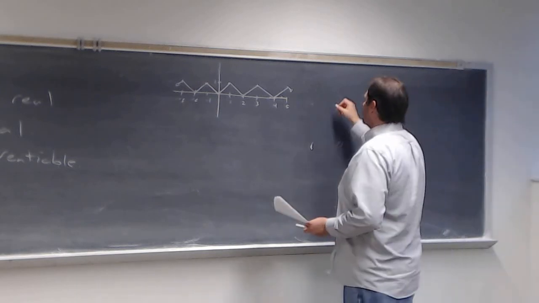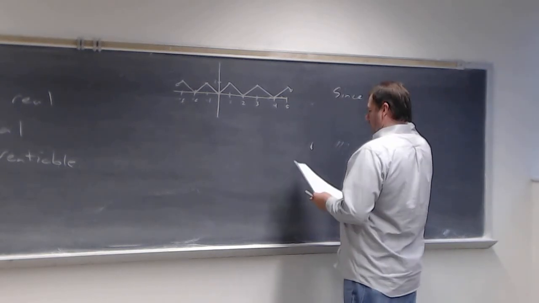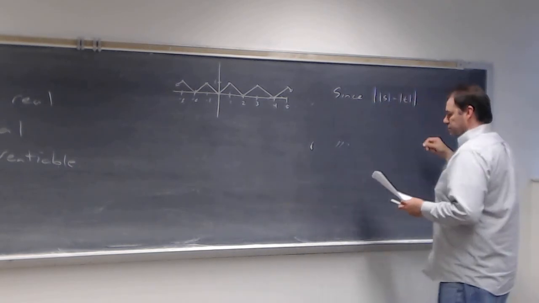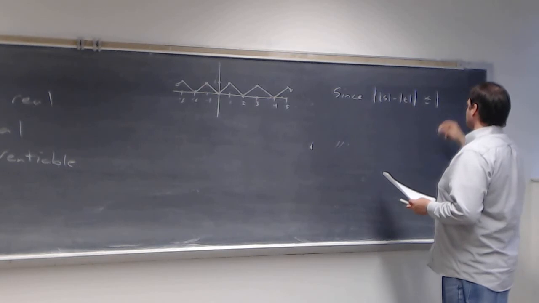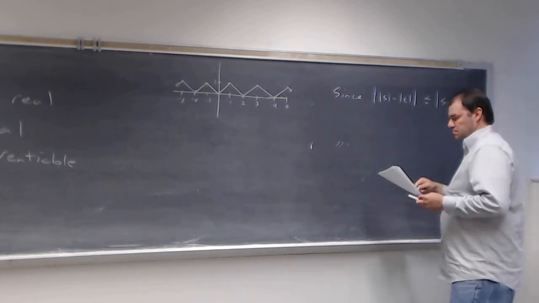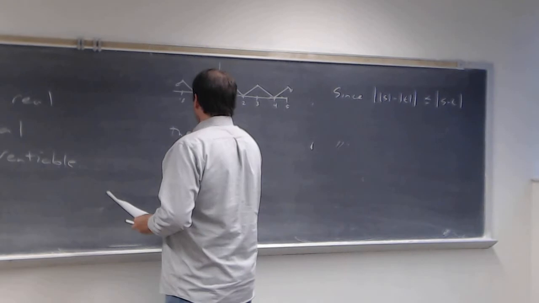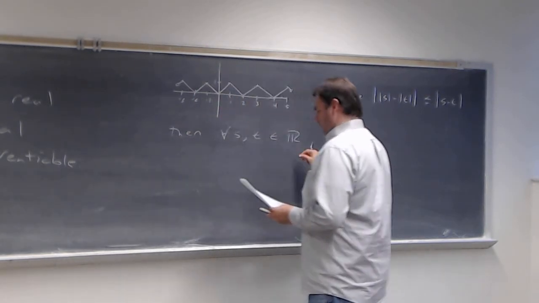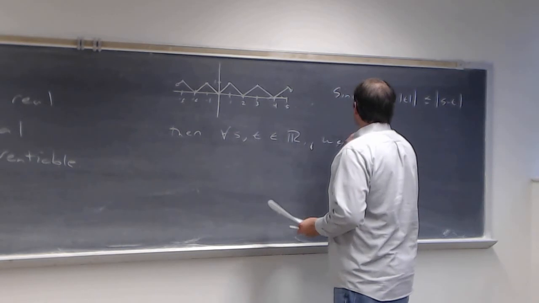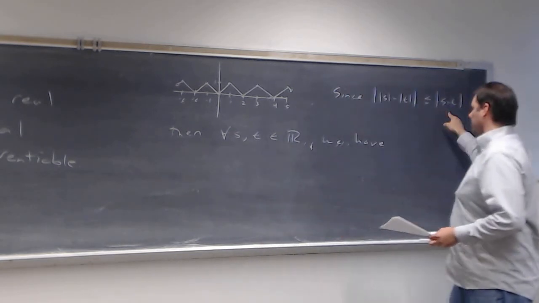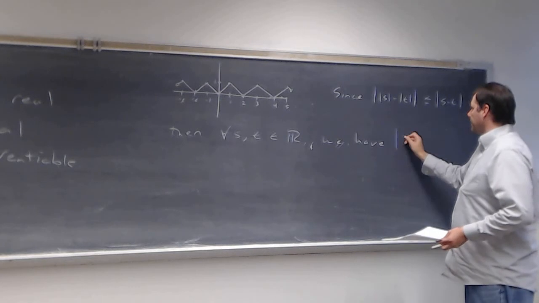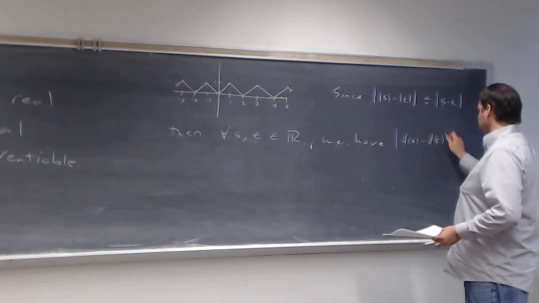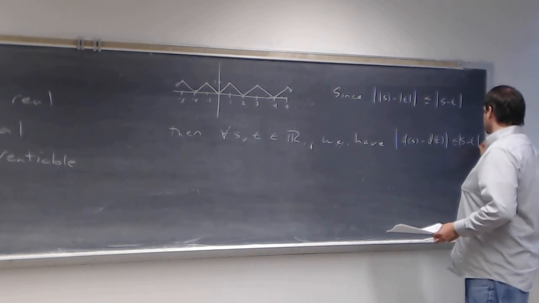Now, since the absolute value of the difference of absolute values, something we used not that long ago, is less than or equal to the absolute value of s minus t, then for all s and t in R, using our notation for phi, we have the absolute value of phi of s minus phi of t is less than or equal to the absolute value of s minus t.